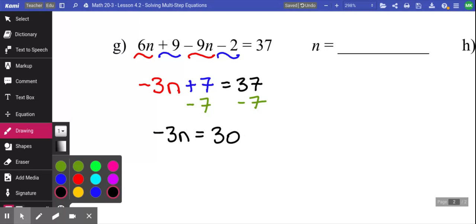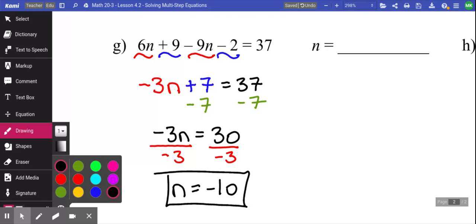Divide negative 3 by 30. Bingo. Now you've got to get that negative 3 to the other side. That is timesing. The opposite of timesing is dividing. n equals negative 10. So we've added another step. Collect like terms, move addition and subtractions, move multiplication.